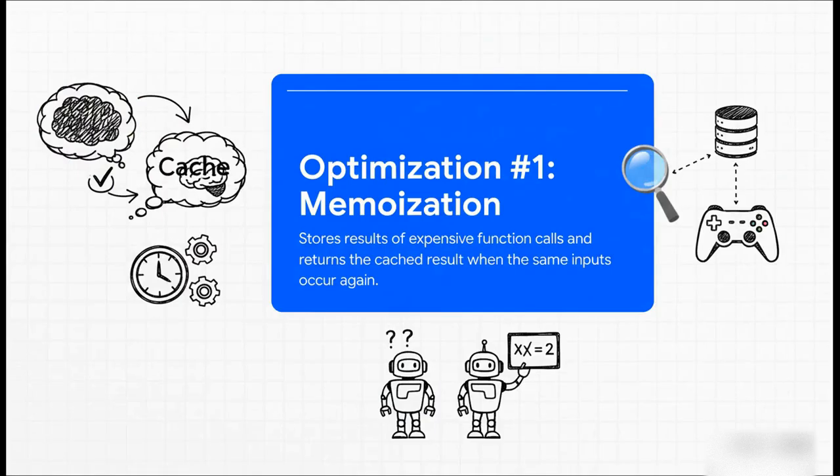So optimization number 1 is something called memoization. It sounds like a super fancy word, but the idea behind it is actually really simple. Don't solve the same problem twice. That's it. When your function figures out an expensive result, it just saves it or caches it. Then, if it ever gets asked to figure out the exact same thing again, it doesn't have to do all the work. It just grabs the answer from the cache.